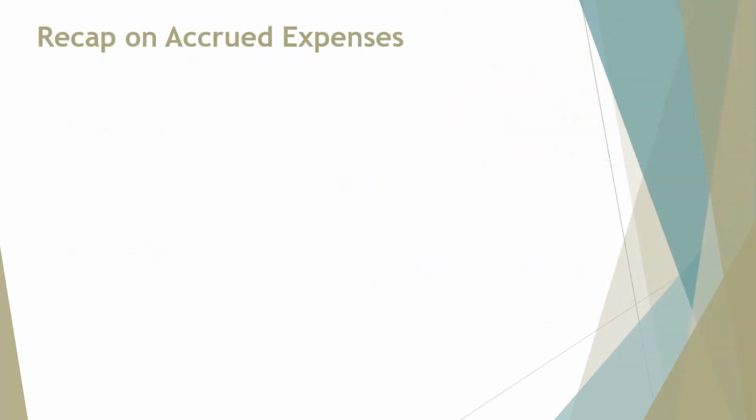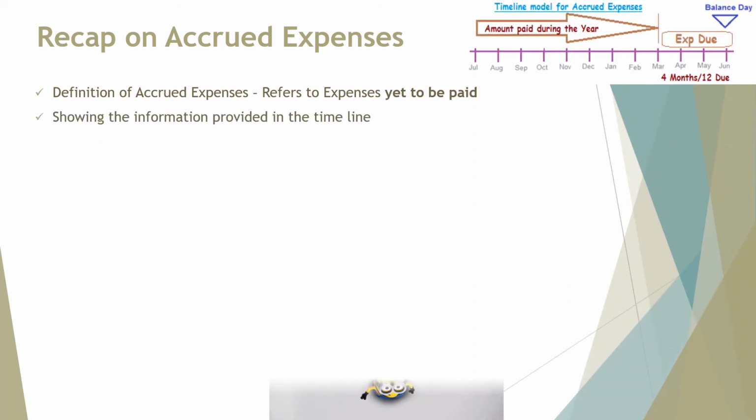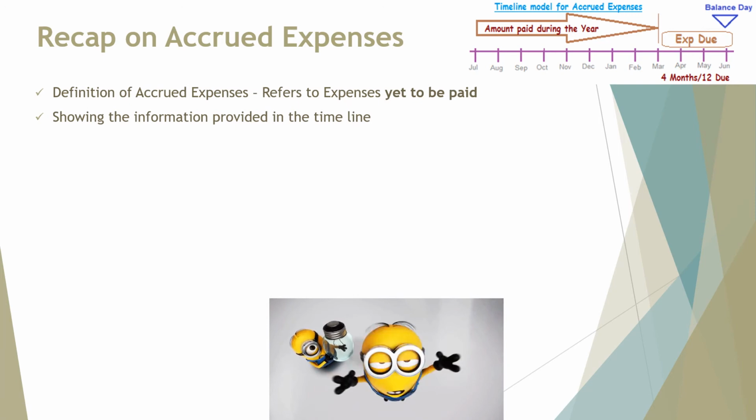Okay, just a quick recap on what we have just discussed. First one, the definition: accrued expenses refers to expenses yet to be paid. It's due and yet to be paid. The next one is information provided in the timeline. The one that is given there is a model for monthly amount paid during the year, and then we find out that it's up to March and still have 4 months left.